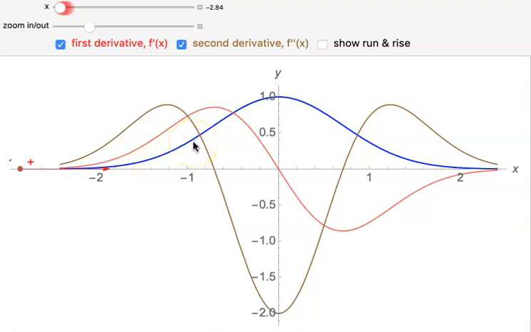So continue looking at these. I'll let you pause the video for a moment and try to determine which function is which. And when you think you have your answer, you can unpause the video and we'll get going again.